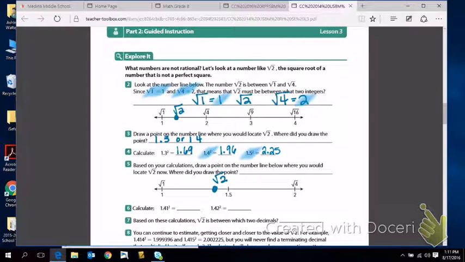Once you narrow it down to the 2 consecutive numbers to the 10th place, you could take it even farther. You can calculate to the 100th place. For instance, 1.41 squared, which means that we'll multiply 1.41 times 1.41. And that leaves us with 1.9881. We then will square 1.42, which means that we would multiply 1.42 times 1.42. We then get 2.0164.